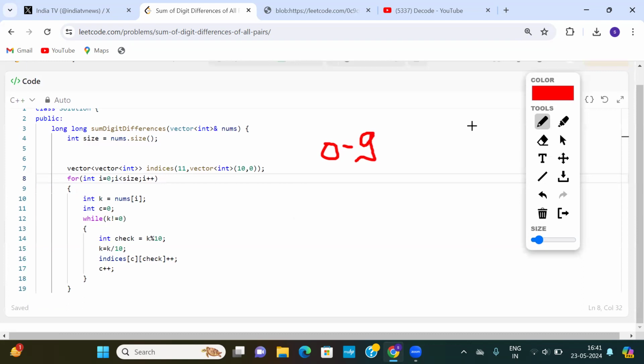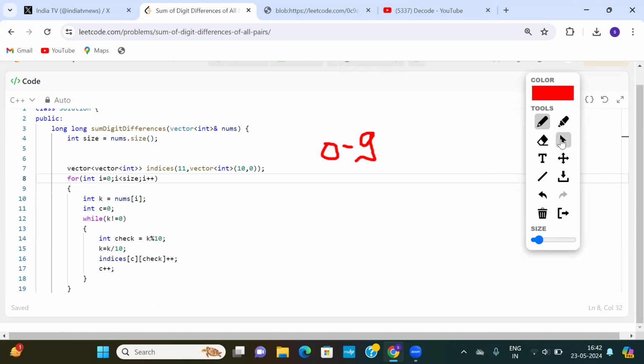After that, what we are doing is, for int i equals 0, i less than size, i plus plus. In k, we have stored the starting number. Int k is equal to nums at the index of i. Int c is equal to 0. What does this c denote? This c denotes the position. So while k is not equal to 0, int check is equal to k mod 10, k is equal to k divided by 10. What gets stored in this check is the last digit of that particular number. I will tell you with the help of a dry run, don't worry. And this is indices at the index of c, at the index of check, plus plus, c plus plus.